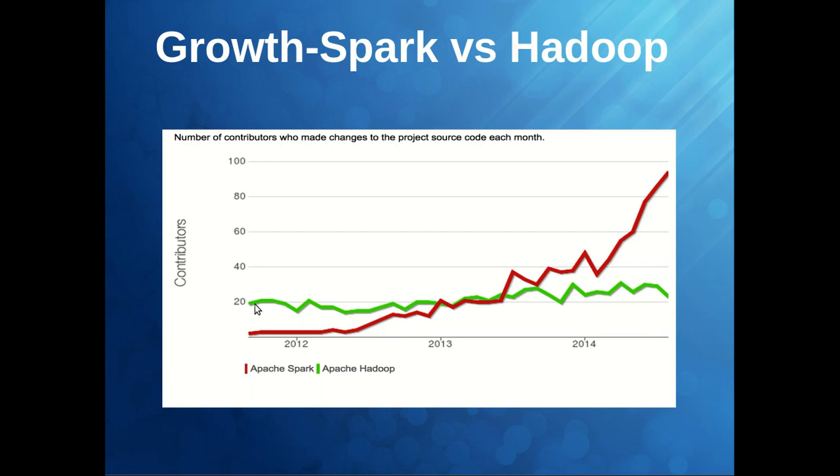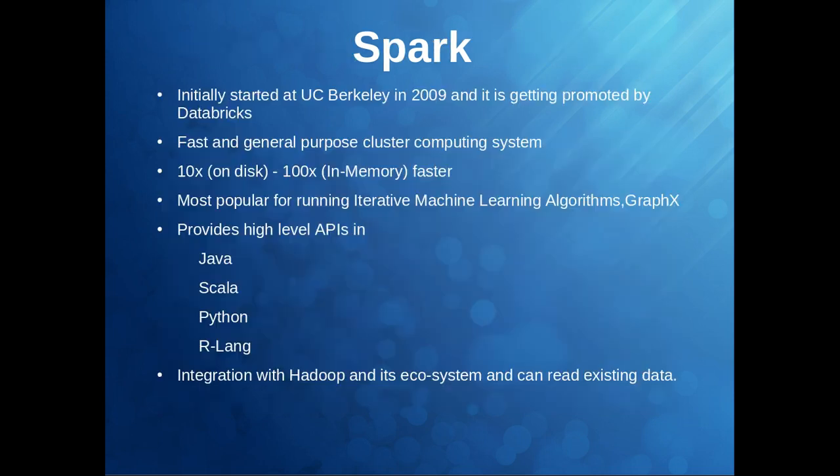Initially we have Hadoop, with its number of contributions to the Hadoop project. See now, in the current year, the number of contributions to the Spark project is a lot, because a lot of companies have started using Spark for their analytic work, as Hadoop has limited scope for those tasks. So what are the drawbacks of Hadoop? Spark worked on that and created the Spark framework. It initially started at UC Berkeley in 2009, and it is now being promoted by Databricks.